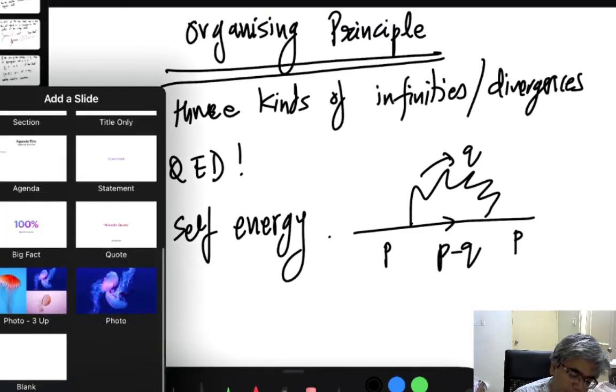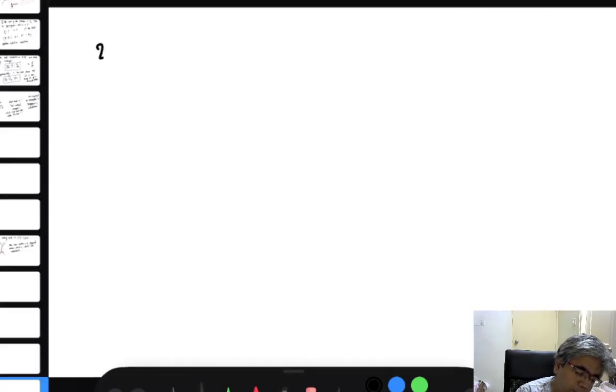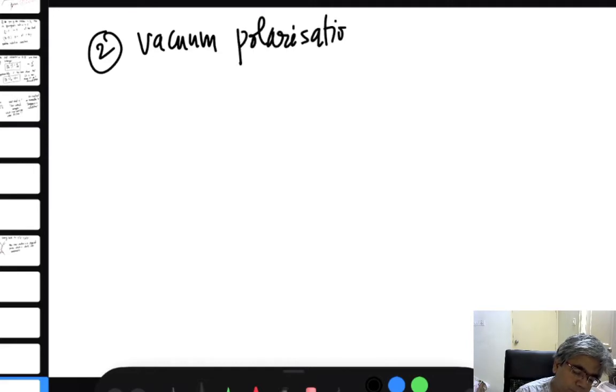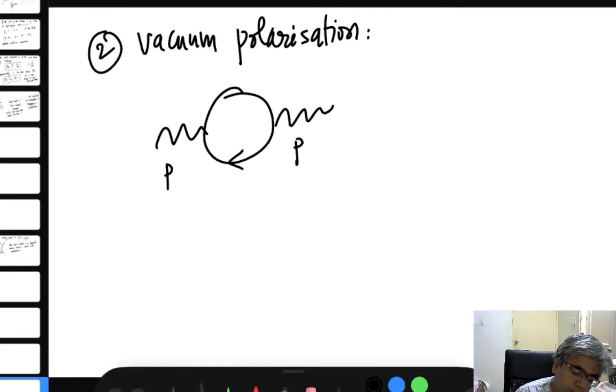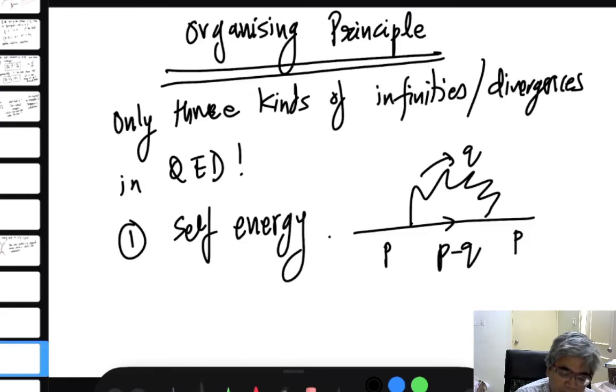The other is vacuum polarization. Again, this is the other diagram. So this set of diagrams, which you have already seen, we have put for the external lines in the previous diagrams, say for example, in E plus E minus going to mu plus mu minus. So this is the class of diagrams.